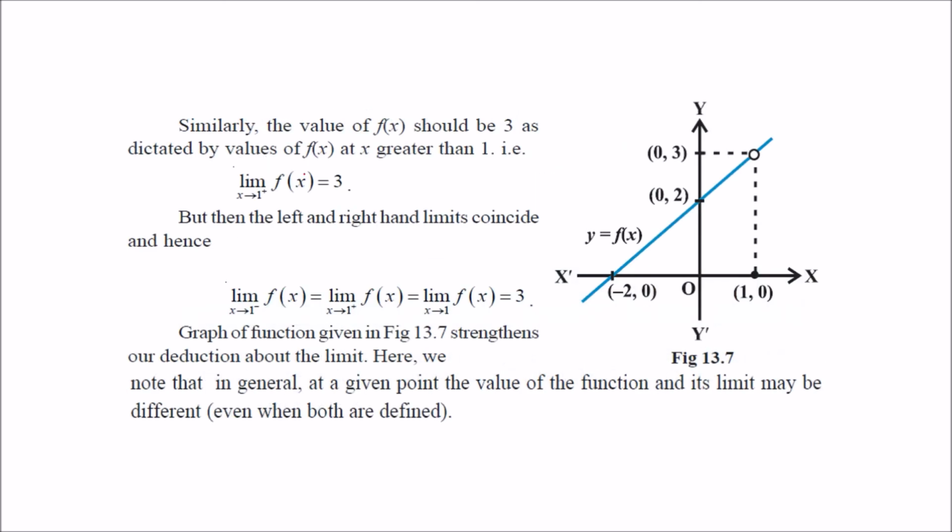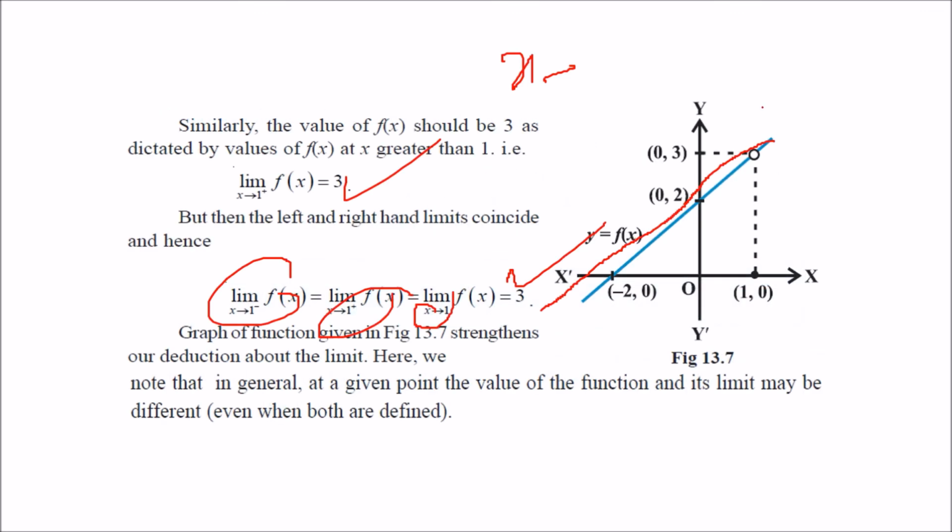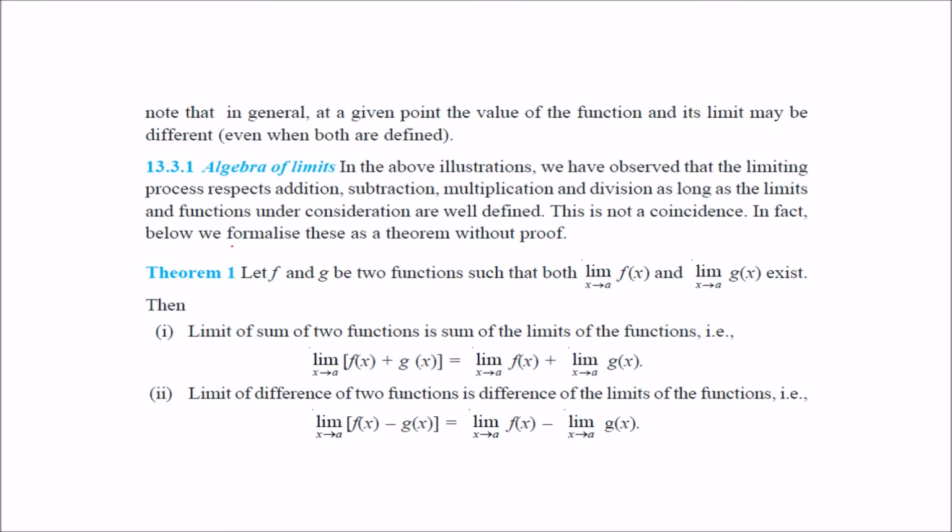So left hand limit and right hand limit are actually 3. So at this particular point x equal to 1, the limit exists, and the graph shows like this. Because this is a straight line, you are getting x plus 2. y equal to x plus 2 is a straight line, and you are getting a limit because it is a continuous function. It is not a degenerate function.